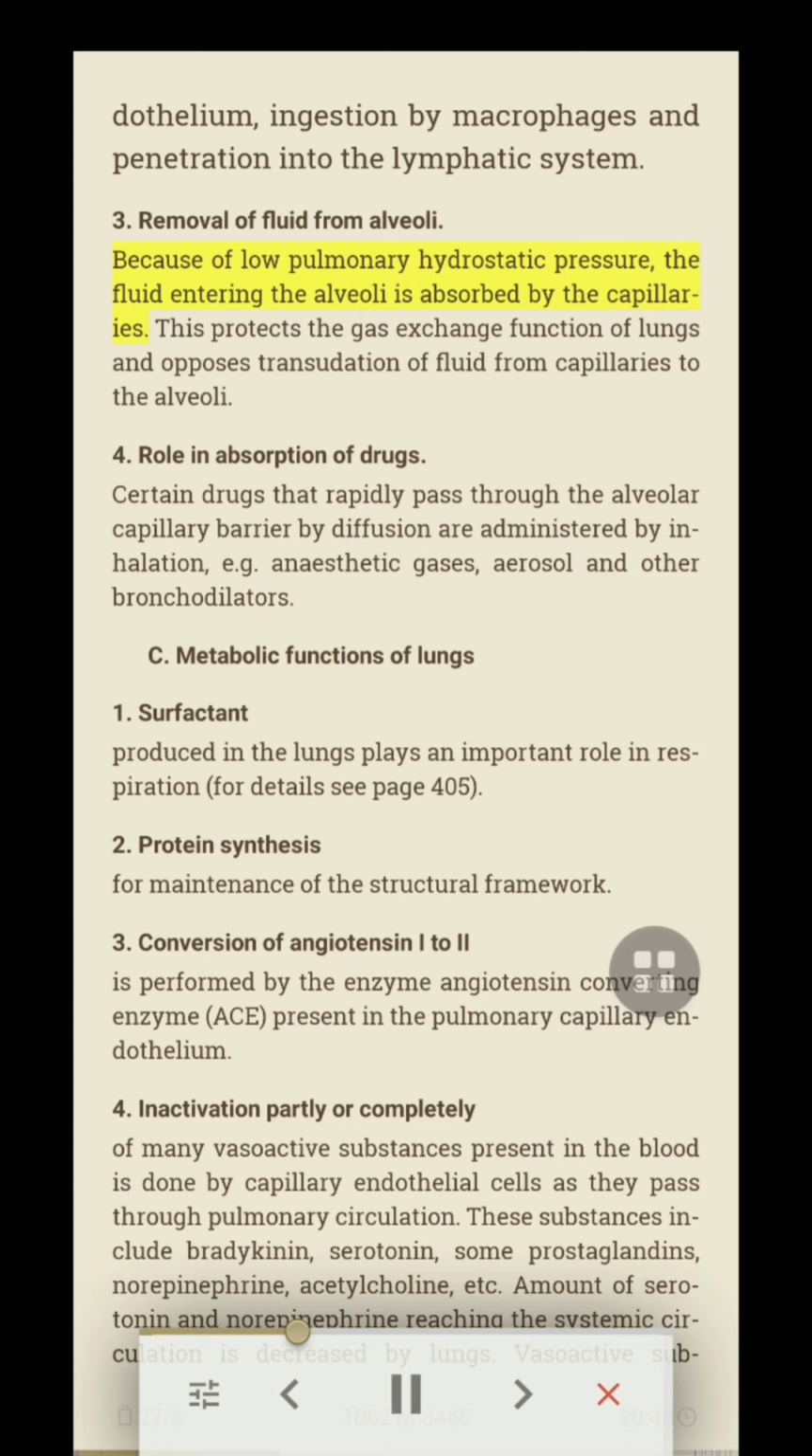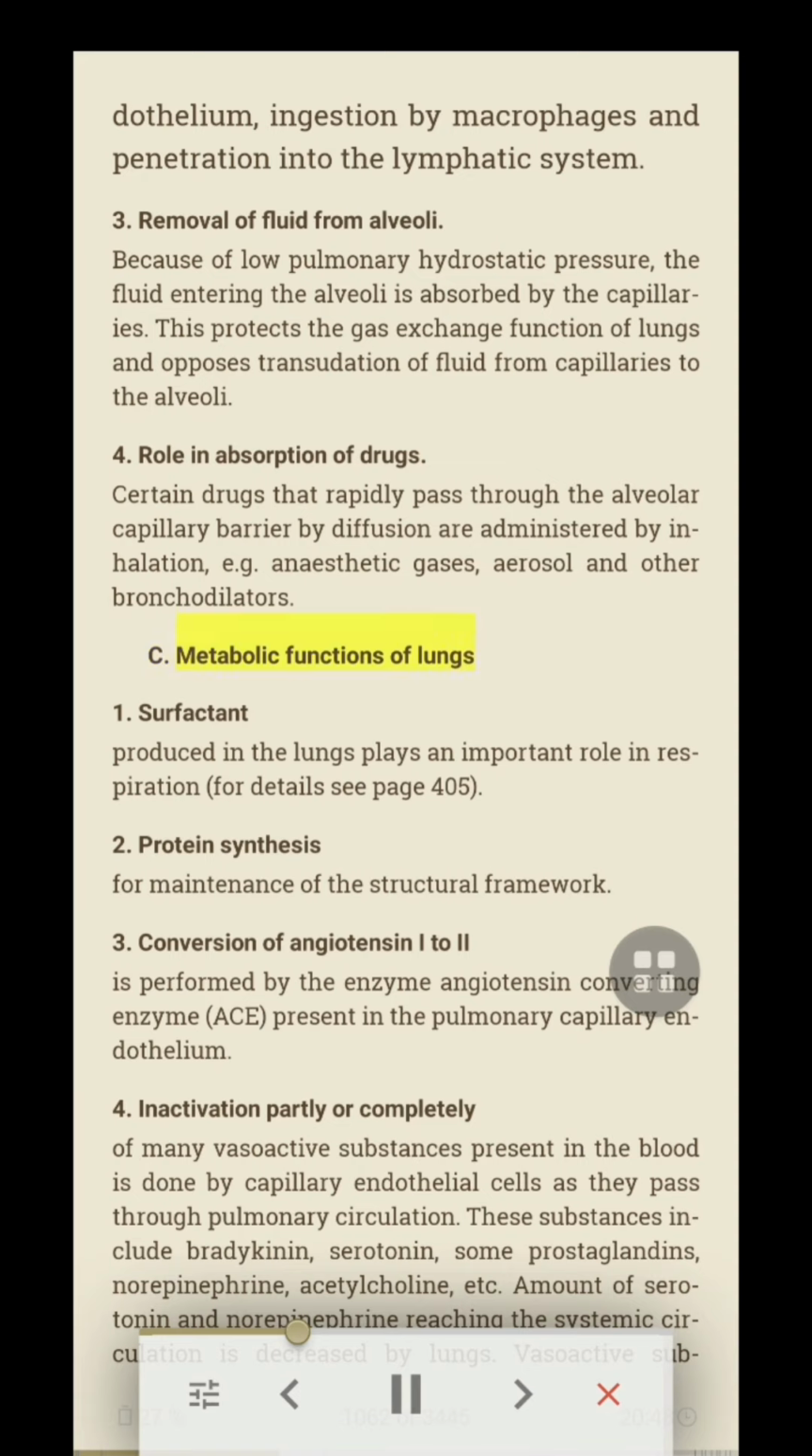3. Removal of fluid from alveoli. Because of low pulmonary hydrostatic pressure, the fluid entering the alveoli is absorbed by the capillaries. This protects the gas exchange function of lungs and opposes transudation of fluid from capillaries to the alveoli. 4. Role in absorption of drugs. Certain drugs that rapidly pass through the alveolar capillary barrier by diffusion are administered by inhalation, e.g. anesthetic gases, aerosol and other bronchodilators.